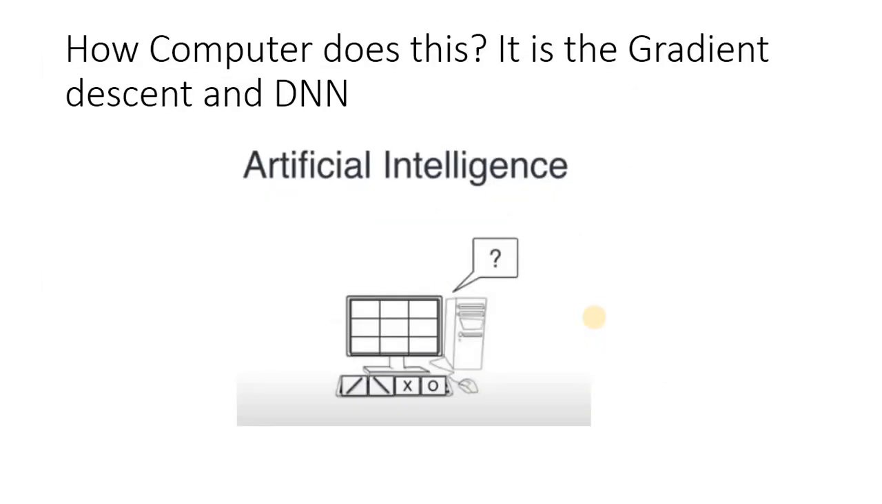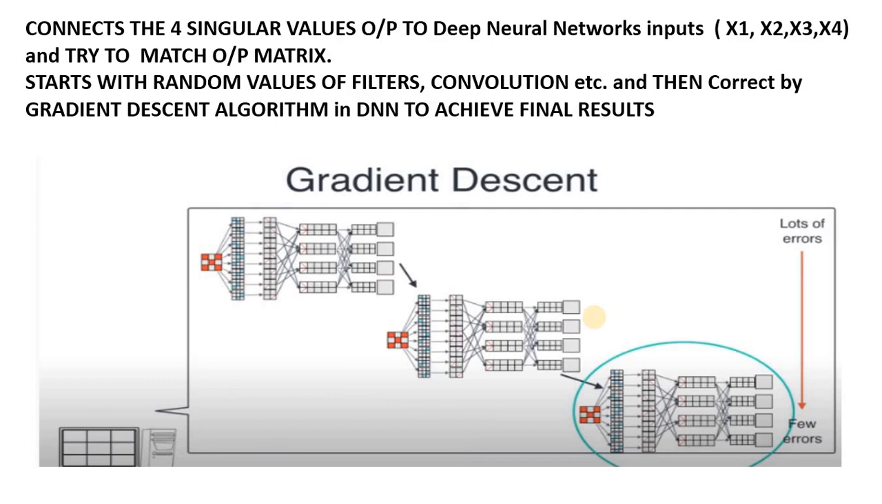Now, how does the computer do this? It is the gradient descent algorithm, and a deep neural network only can do this. Exactly getting the right filter, the right values of the kernel numbers, which you have to multiply to reach the final results. So the kernel values can be tuned using the deep neural network gradient descent technique. So it connects 4 singular values or output to deep neural networks, and tries to match the output matrix.